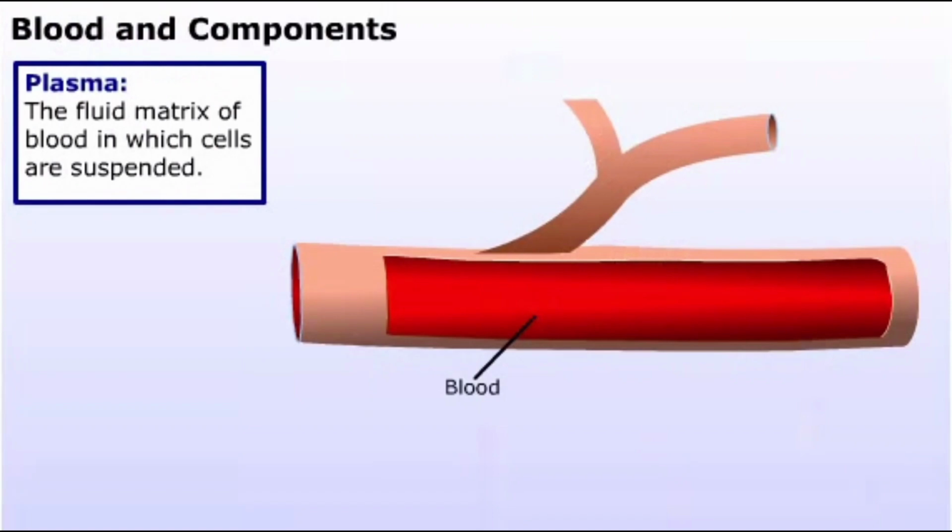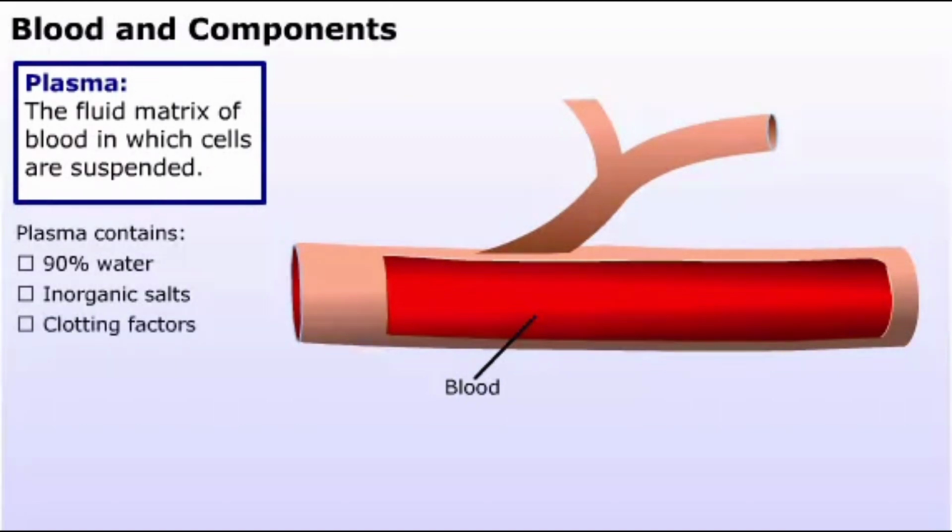Blood is a fluid tissue with cells suspended in a fluid matrix of plasma. Plasma is made up of about 90% water, in which inorganic salts, important in maintaining the osmotic balance of the blood, are dissolved. Plasma also contains clotting factors that prevent blood from being lost through injury when blood vessels are severed. Substances are also transported in the plasma from one part of the body to another. These substances include hormones, waste products, and nutrients.